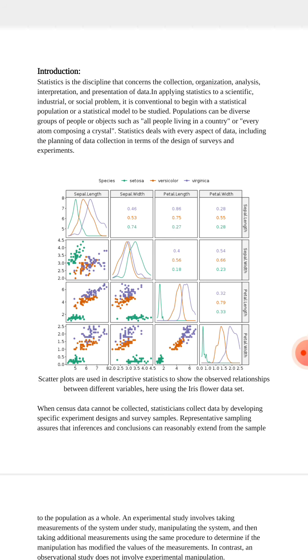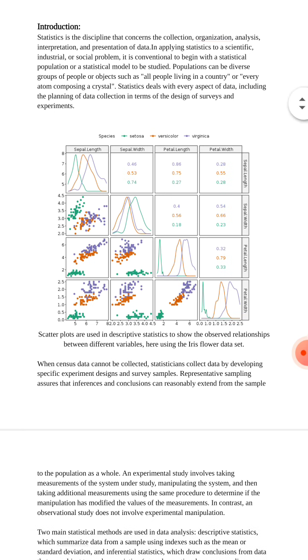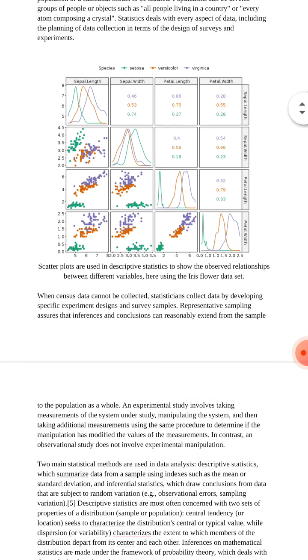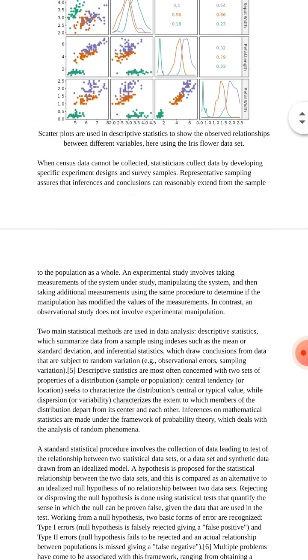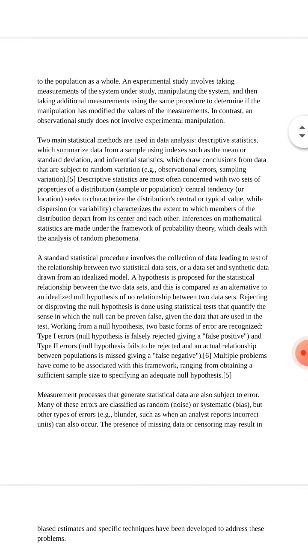Scatter plots are used in descriptive statistics to show observed relations between different variables, here using the iris flower dataset. When census data cannot be collected, statisticians collect data by developing specific experiment designs and survey samples. Representative sampling assures that inference and conclusions can reasonably extend from the sample to the population as a whole.